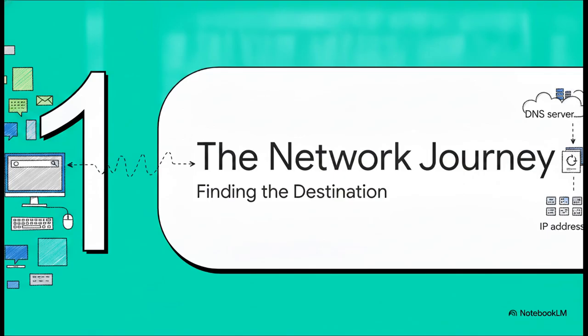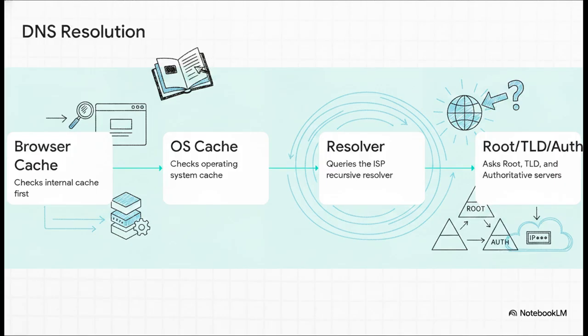Finding our destination. The absolute first thing that has to happen is translating a human-friendly domain, like google.com, into a machine-routable IP address. DNS is basically the internet's address book, but to avoid crazy global latency, it relies heavily on caching. Your browser checks its own internal cache first. If it strikes out there, it asks your operating system. Still nothing, then it asks a recursive resolver, usually from your ISP. And if that fails, it does the real heavy lifting, climbing up from root servers to TLDs, and finally to the authoritative name servers just to get that one exact IP address.